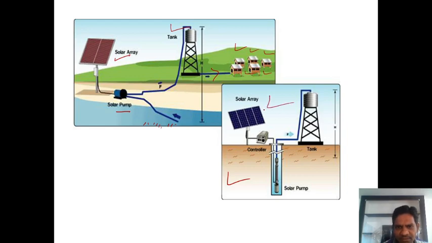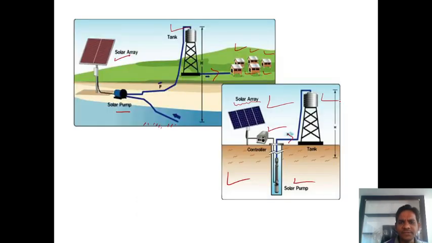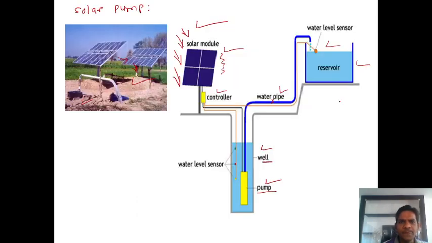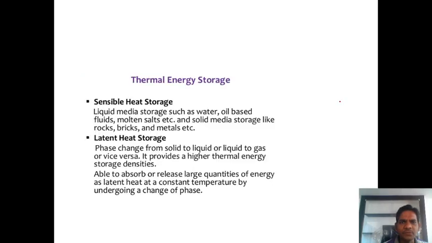Solar array means a bunch of photovoltaic cells, and that is called the solar array. This is the controller which operates all the mechanisms of the system. The solar pump is operated and the water is lifted into the water tank. So there are so many diagrams available. This is the simple diagram of the solar pump. So apart from this, we have a different type of solar pump also.